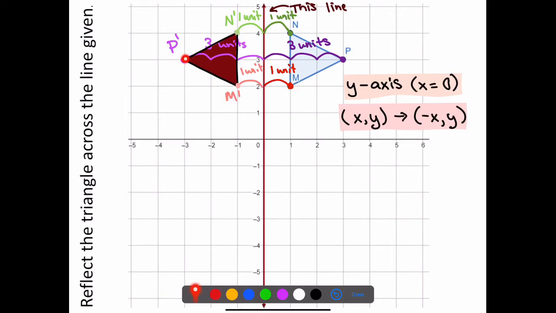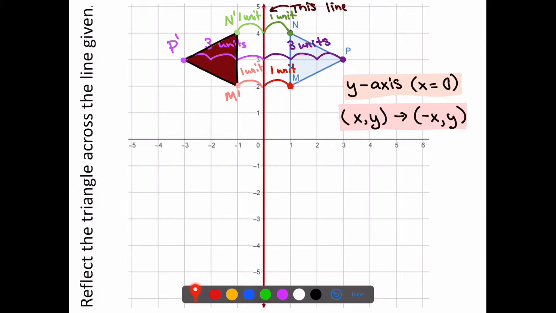Now again, it's important that we know these coordinate points, so M prime would be at negative 1, 2. N prime would be at negative 1, 4, and P prime is at negative 3, 3. It's also important to note that the y-axis is the same as the line x equals 0, and that our rule for the y-axis is x, y becomes negative x, y. So if M was at 1, 2, M prime, as we can see, is now at negative 1, 2.